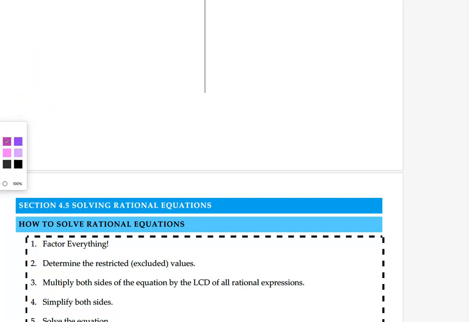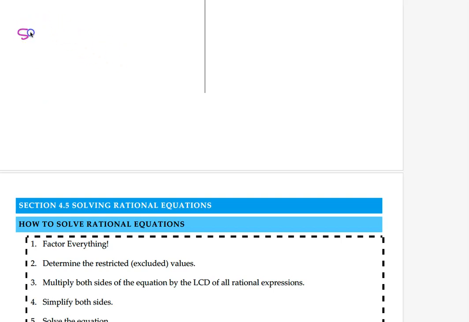Let's see, let's do purple here. All right, so when we're simplifying, it wanted to work to start off with, but what happened here? It keeps doing something weird. I don't know why.